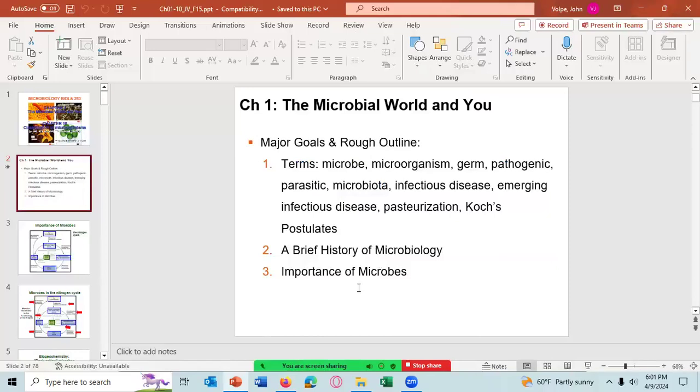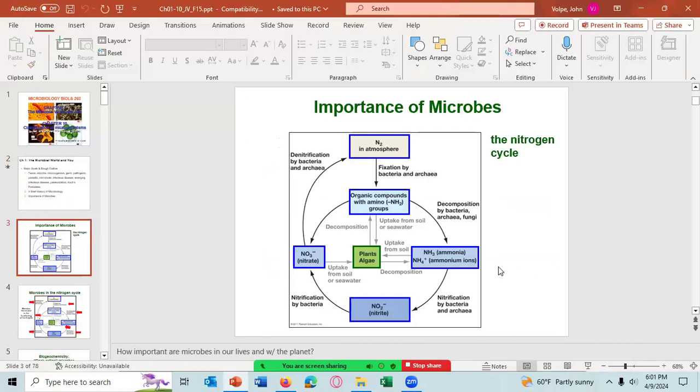But the first slide, I give you the major goals and a rough outline. Know the terms always on each chapter. We'll begin by talking about the importance of microbes, then we'll talk about these different terms, and then we'll talk about a brief history of microbiology. When discussing the importance of microbes, let me blow this up.